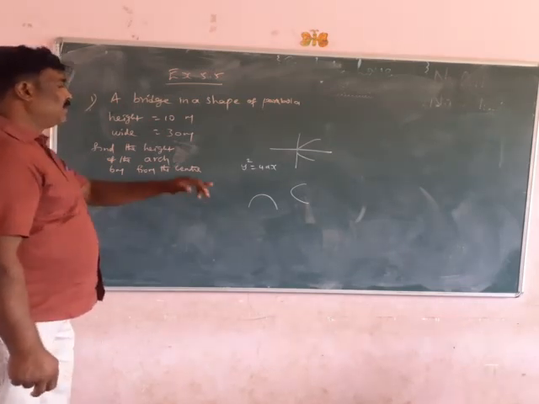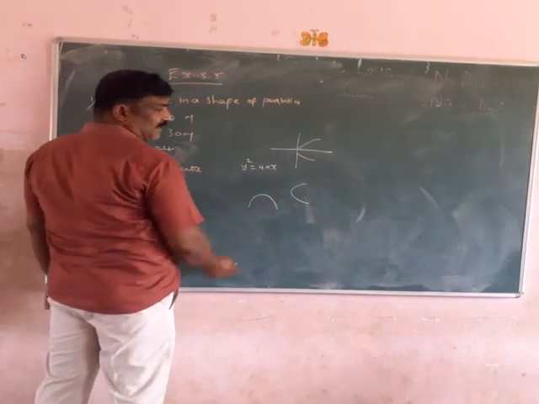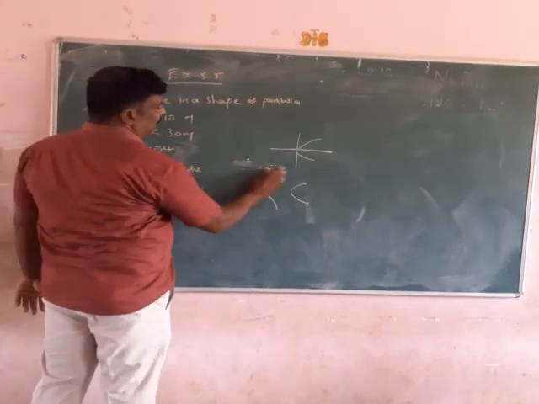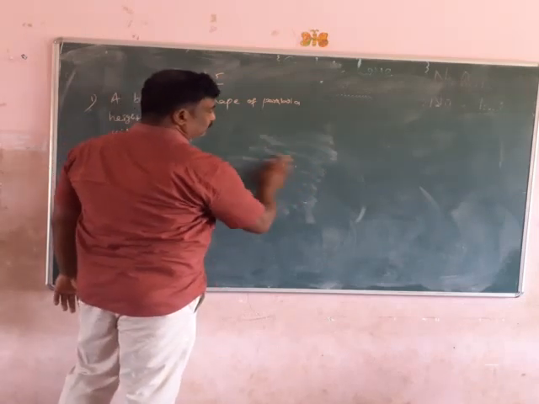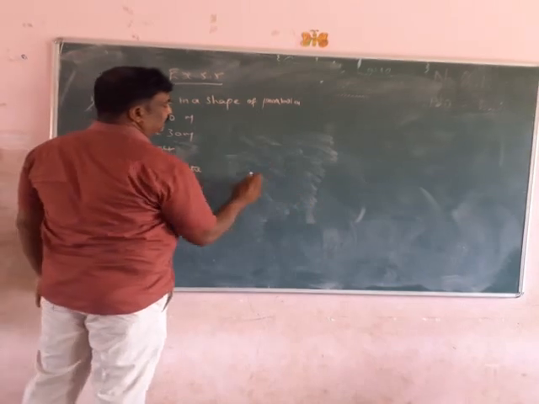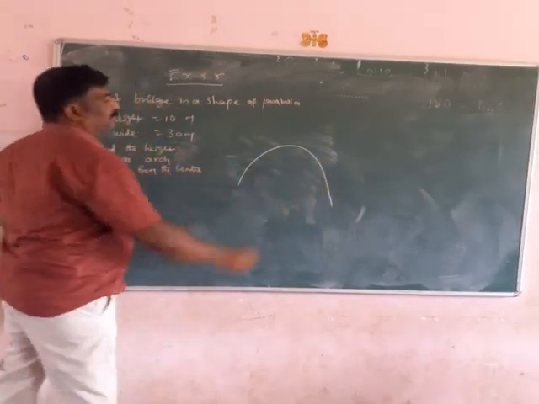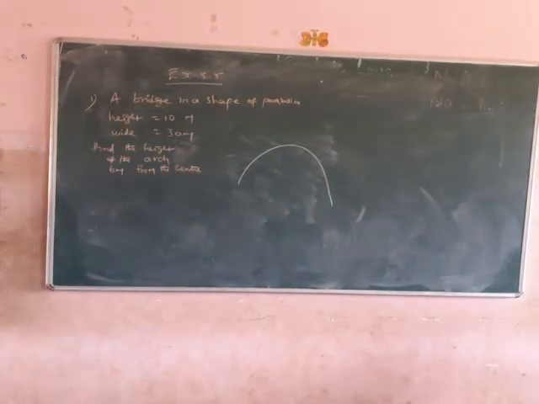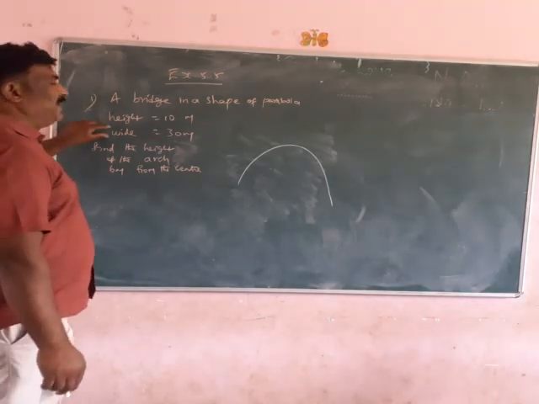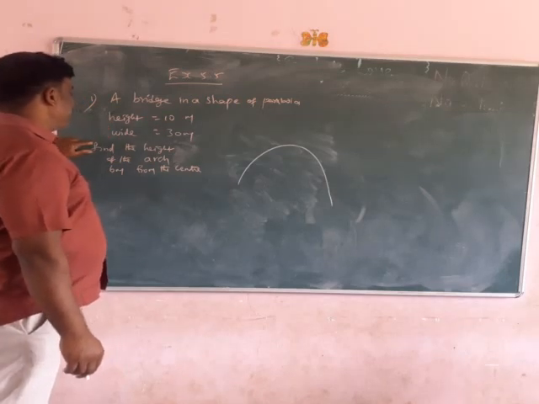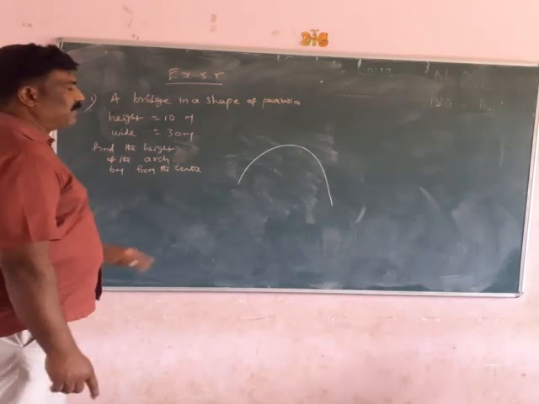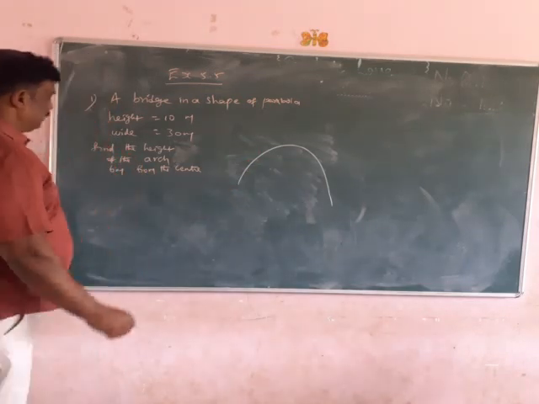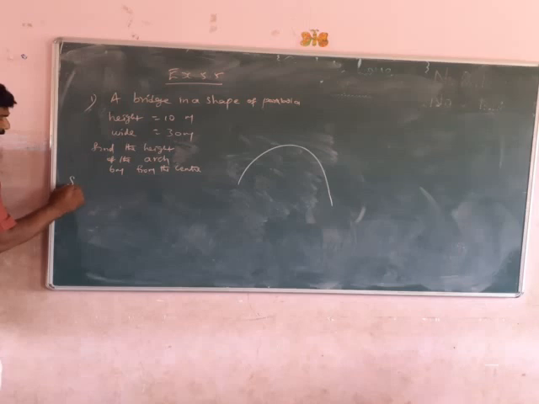So what is it here? It is a downward parabola. Let me assume that it is a downward parabola. The bridge is in the shape of the parabola. The given height of the parabola is 10 meter, the width is 30 meter, and we need to find the height of the arch 6 meter away from the center. So let me assume the parabola is an open downward parabola. So the solution.